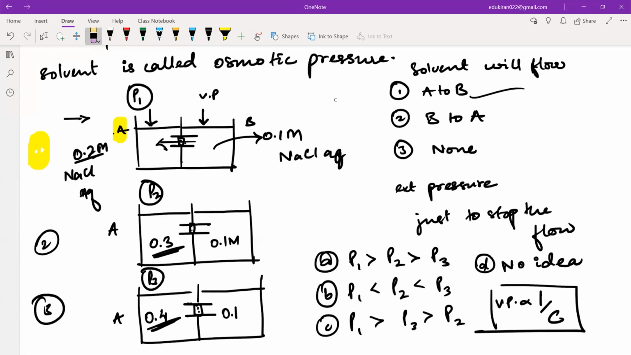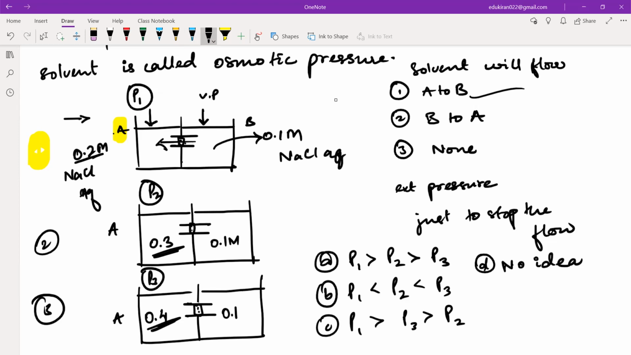Now the solution's own vapor pressure is very low. Correct? Right? Now, in order to make it equal to the B compartment, we have to add what? We have to add a large magnitude of pressure. Is that right? Yes or no? Please tell me. Yes. What we have to do is add pressure in order to stop the flow.